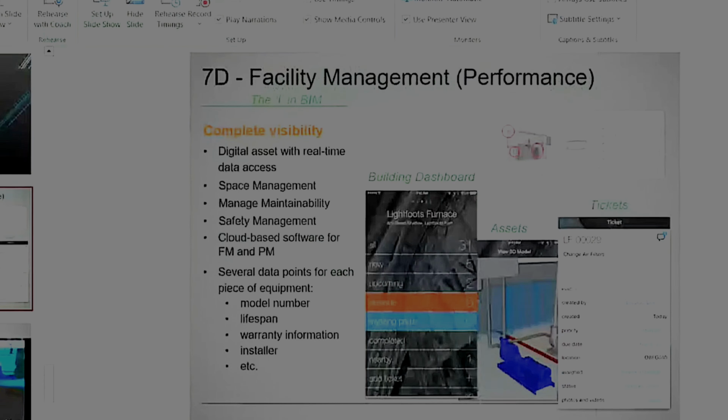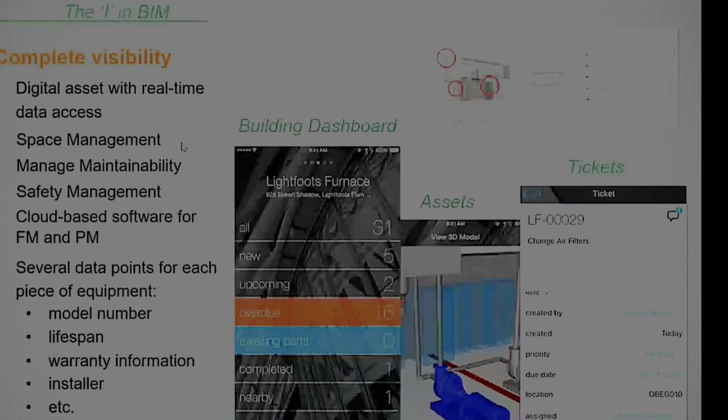If you want one more example, let's say you are in a basement area and you select a fire extinguisher in the 7D BIM model. It will give you information: the model number, the lifespan, the warranty information, who the installer is, who the maintenance guy is, what type of fire extinguisher it is, and when the gas was last refilled. All this information you can feed into a model, so that you can extract it later.